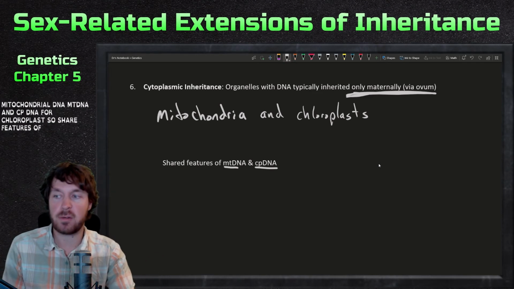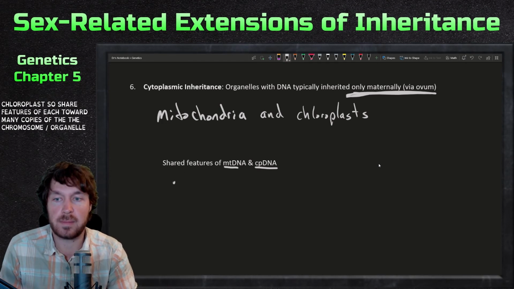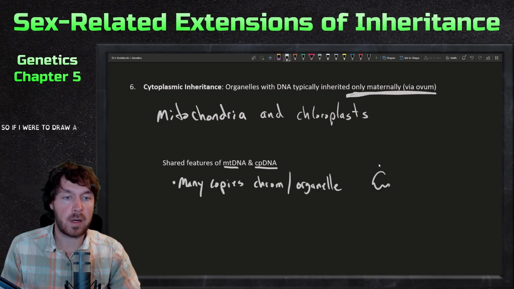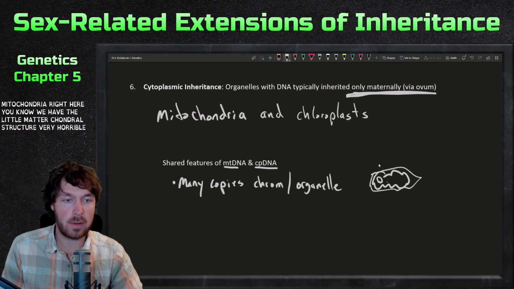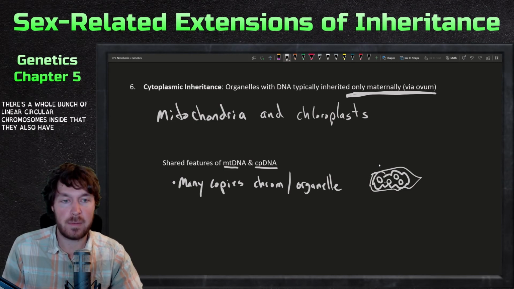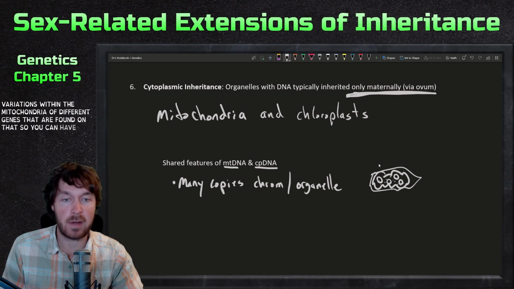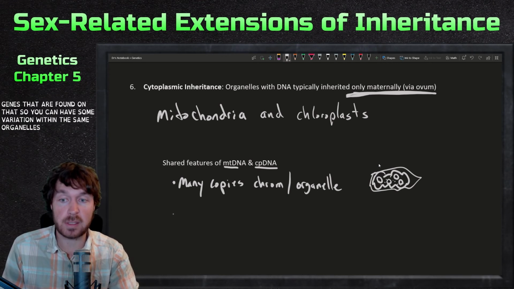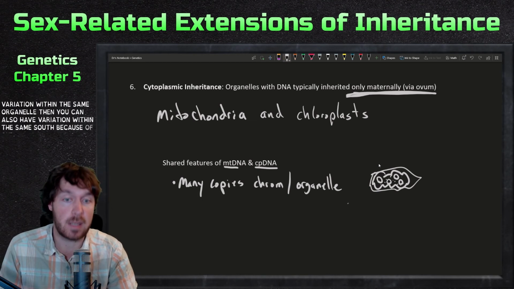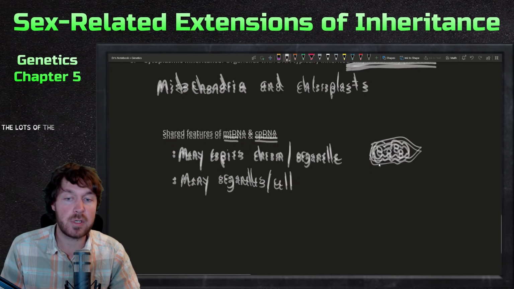Some shared features of each: there are many copies of the chromosome per organelle. So if I were to draw a mitochondria right here, the little mitochondrial structure, very horrible mitochondria, there's a whole bunch of circular chromosomes inside that. They also have their own machinery. So you can have variations within the mitochondria of different genes found on that, some variation within the same organelle. Then you can also have variation within the same cell because there are many copies, many versions of that organelle per cell. So lots of different versions in the same cell.